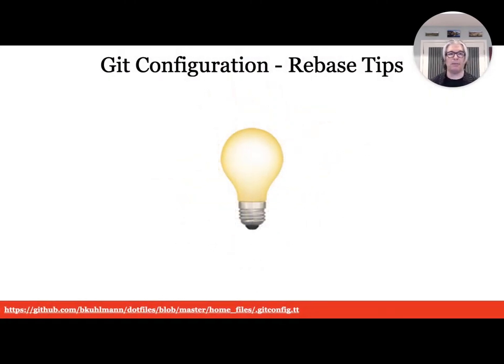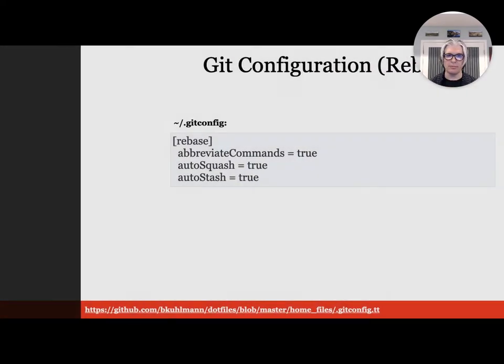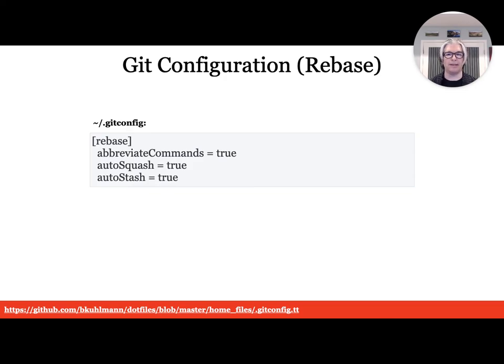So let's talk about a few more Rebase tips, a few things to actually power up and make your Git Rebase workflow a lot easier and more pleasant. There are 3 commands that I highly recommend that you turn on in your global Git configuration, and let's walk through each one of them. The first one is abbreviate commands.